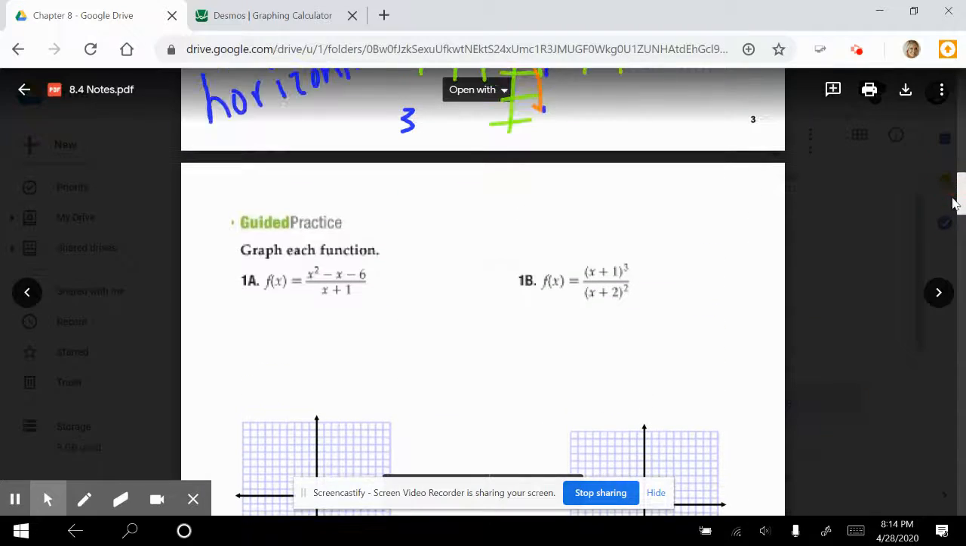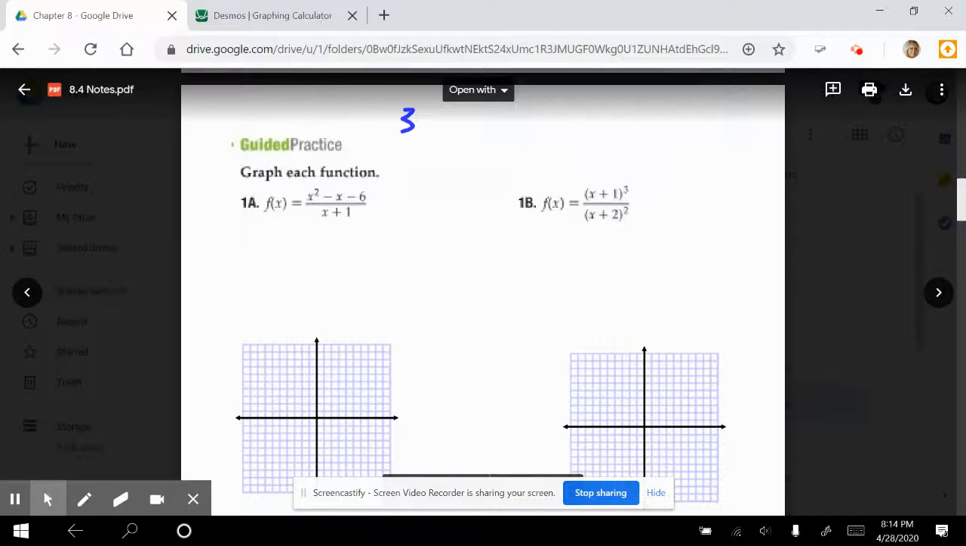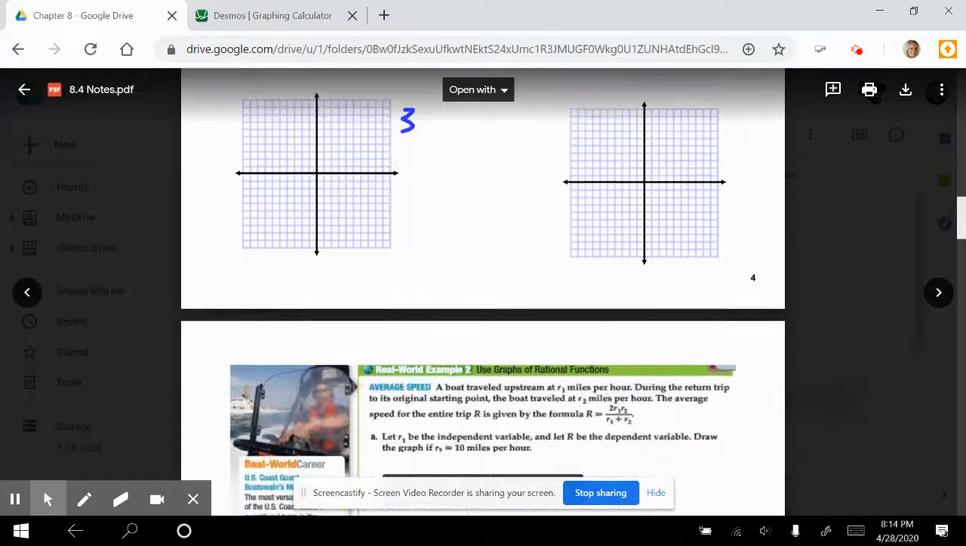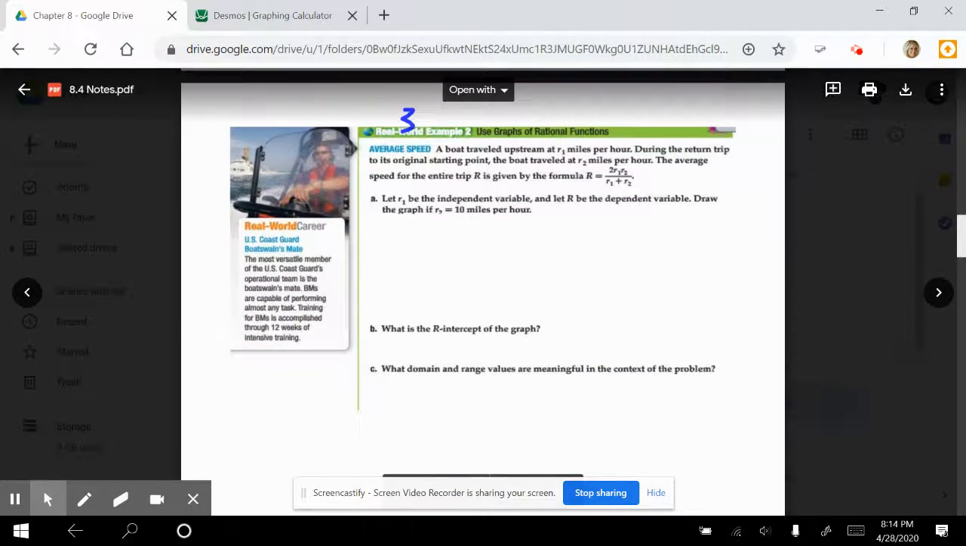All right, so here's a couple examples, a couple functions that you can graph as well. Example 2 says a boat traveling upstream at r1 miles per hour during the return trip to its original starting point, and a boat traveling r2 miles per hour. The average speed for the entire trip R is given by this formula, 2 times r1 r2 divided by r1 plus r2. Let r1 be the independent variable and let the big R be the dependent variable. Draw and graph if r2 equals 10 miles per hour.